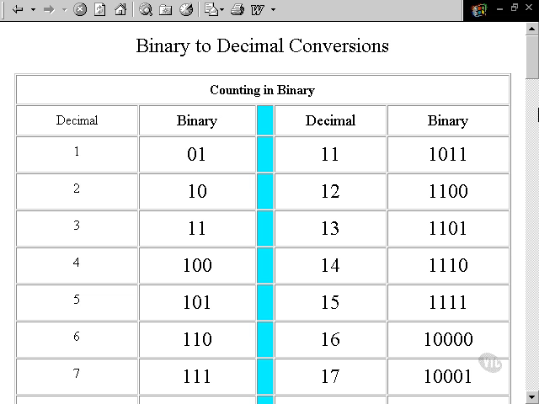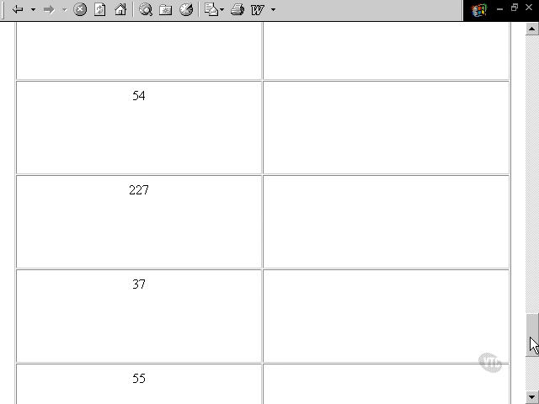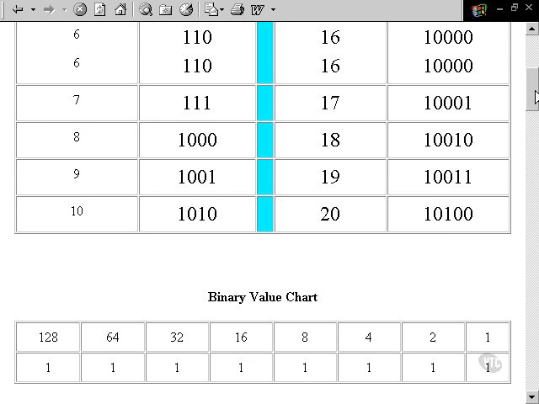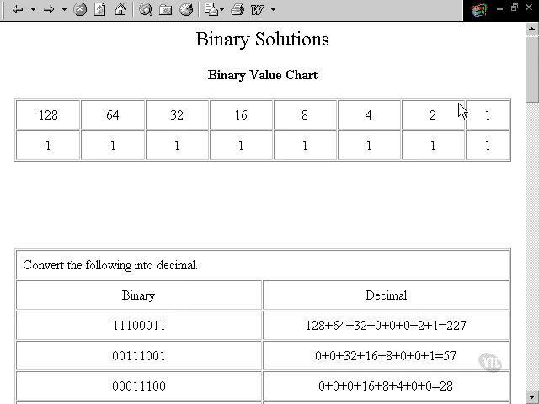In this segment, I'm going to present the solutions to your binary to decimal and your decimal to binary conversions. When you opened up the file that was called O2 binary, you should have had a file that looks just like this and printed it out. You have plenty of space to write in. I'm going to go here and show you my solution file.